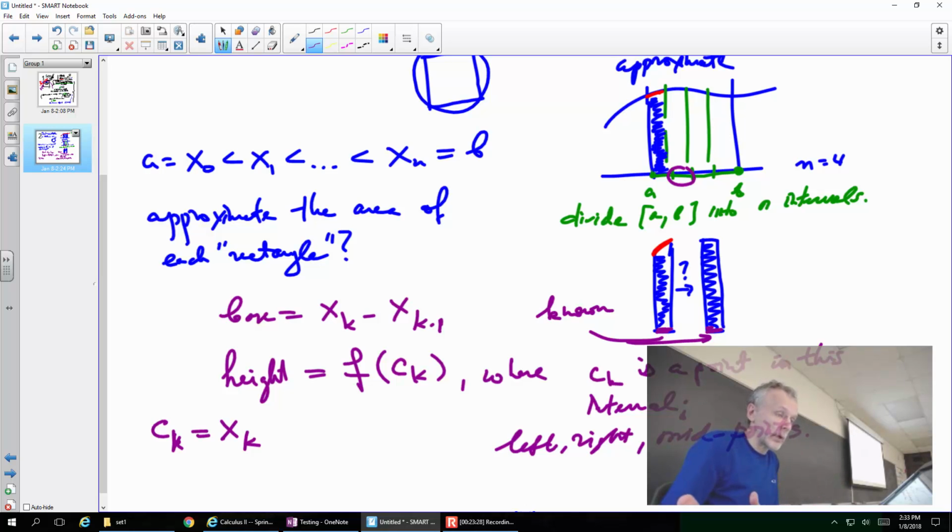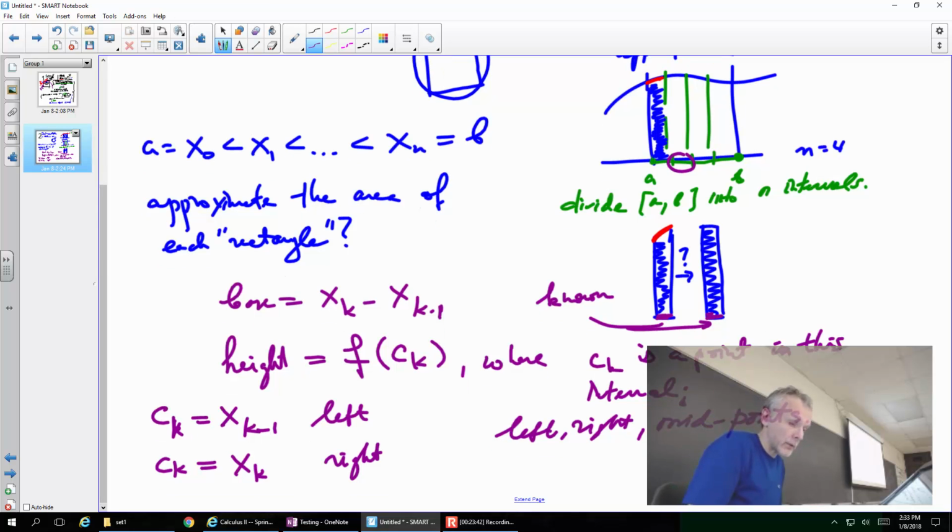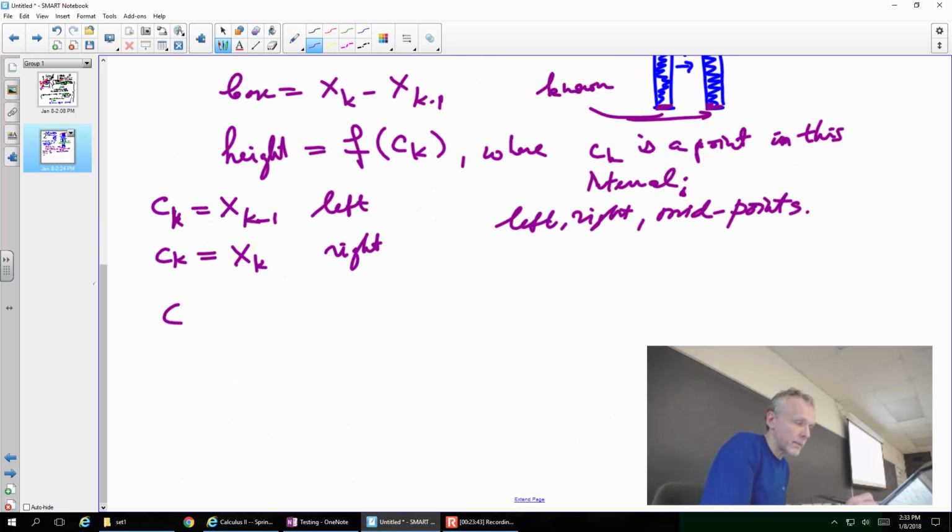Right point will be the other one. I'm sorry, so left is x sub k minus 1, and for the right, c sub k is equal to x sub k. And then the midpoint, how do I write midpoint? x sub k is on the right, x sub k minus 1 on the left. What's the middle? The sum divided by 2: x sub k minus 1 plus x sub k, over 2.